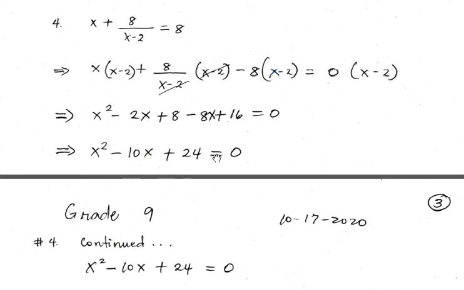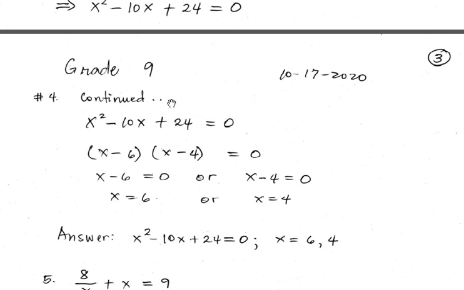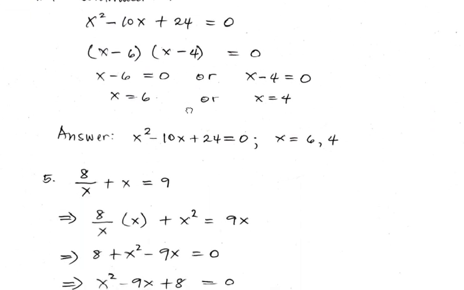Solving or simplifying, we have x squared minus 10x plus 24 equals 0. Now we have to solve for the values of x, factoring out x squared minus 10x plus 24. The factors of 24 are 6 and 4. In which case, we have x minus 6 times x minus 4 equals 0. So, values for x are 4 and 6. So, we have here the required solution.